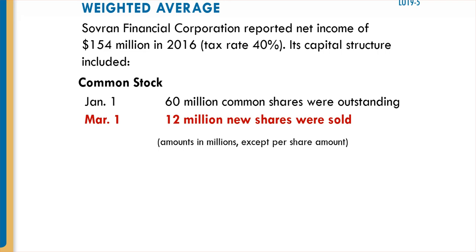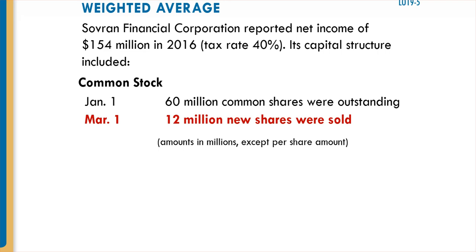So let's start January 1st when we have 60 million shares outstanding. How long are they outstanding for? The entire year. And then on March 1st, we are going to have new shares issued. If we have the new shares issued, the new shares are really going to be outstanding for us only for 10/12 of the year. We have January and we have February in which we didn't have those. So this is an incremental approach, and I think this is the approach that you understand.